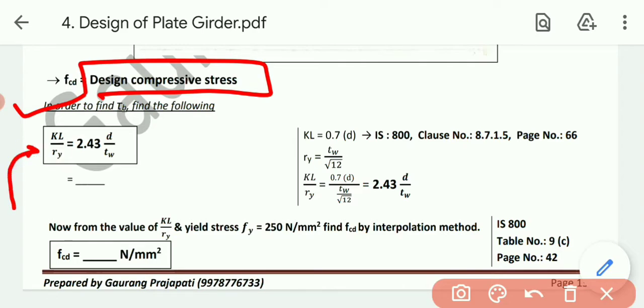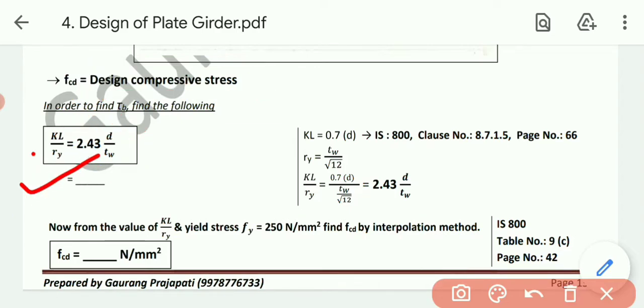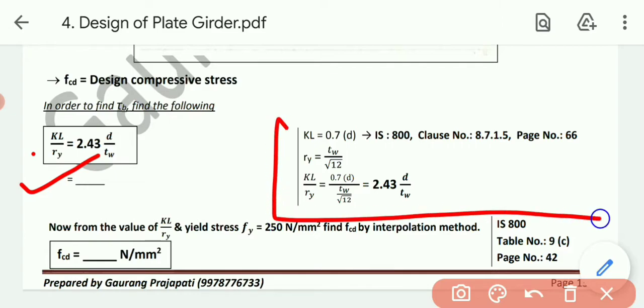The formula of the slenderness ratio is KL by ry equals 2.43 times d by tw, where d is the depth of the web and tw is the thickness of the web. So we will easily get KL by ry. See from where I get this formula. I have given an explanation over here.